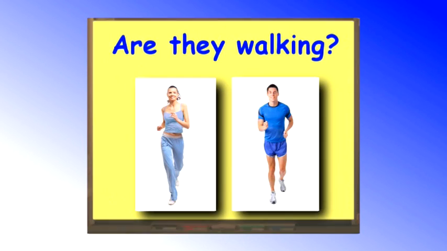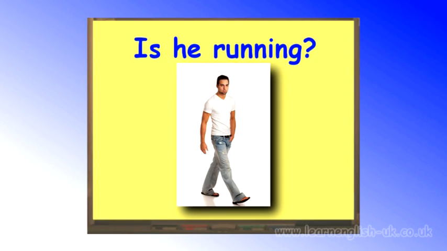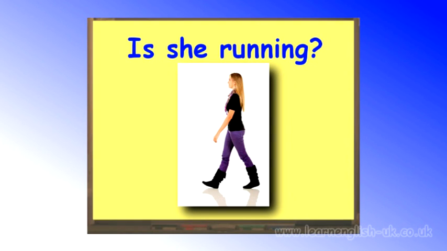No, she isn't. Are they walking? No, they are not. No, they're not. No, they aren't. Bella, is he running? No, he is not. No, he's not. No, he isn't. Zoe, is she running?